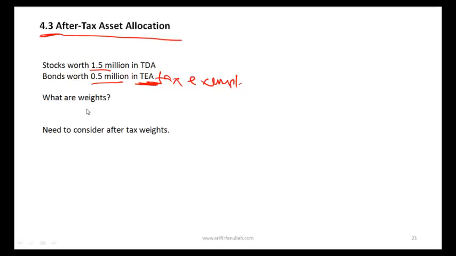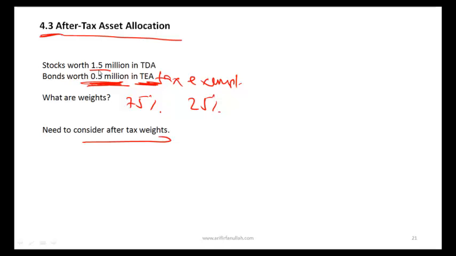What are the weights of stocks and bonds? It might seem that the weight of stock is 75% and the weight of bond is 25%, but there is something wrong with that, because what we really need to consider is the after-tax weights. Notice in Exhibit 6 that the bonds are in a tax exempt account. That means that this 0.5 million is actually an after-tax amount because you have already paid taxes. On the bonds, you will not be paying any taxes anymore. If the bond appreciates, if the bond doubles, will you be paying taxes on the gain? You will not, because you already paid the taxes to come up with the 0.5 million to put in here.